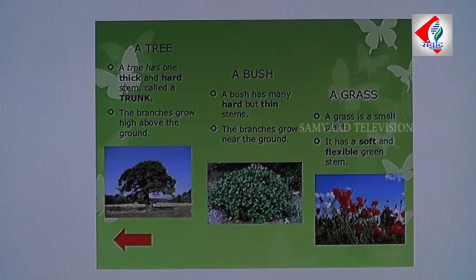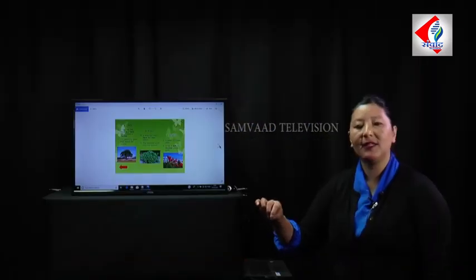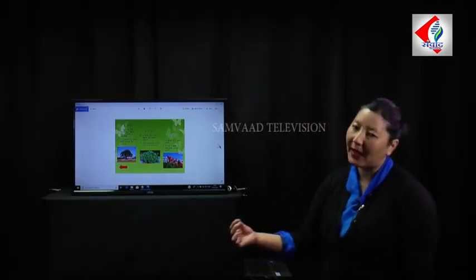And grass is a very small plant and it is a herb. Herbs are those kinds of plants, like I told you, that have tender stems. The stems of the herbs are very soft. They can easily be plucked by the hand.